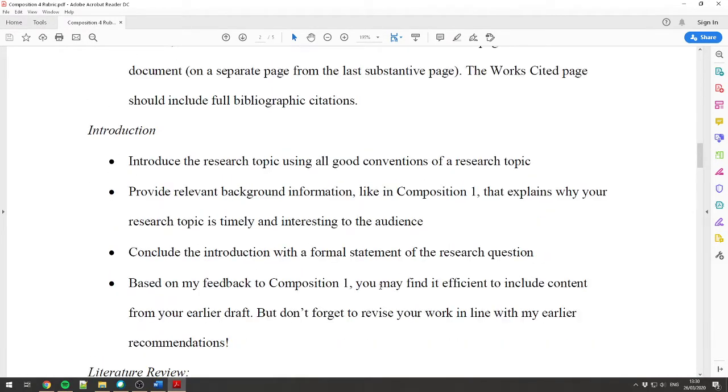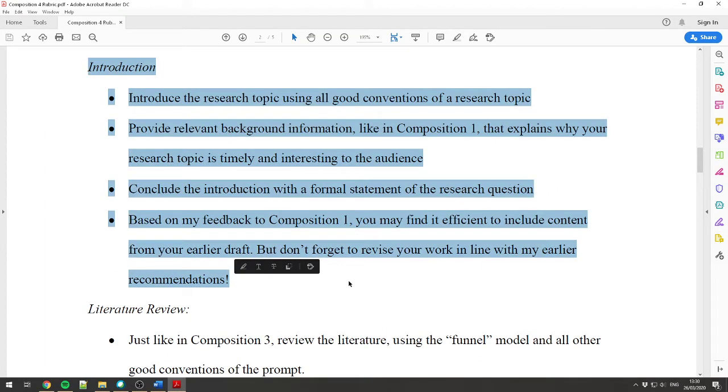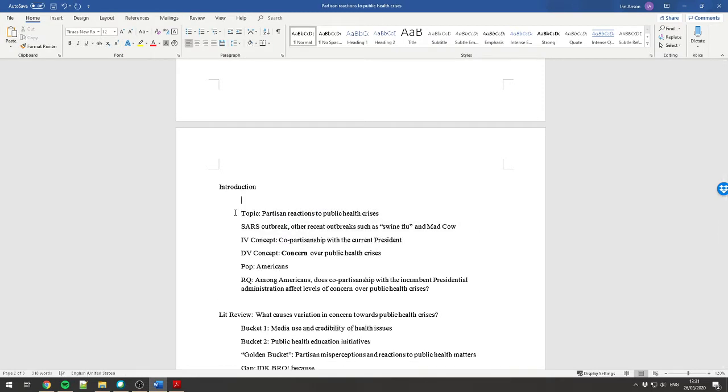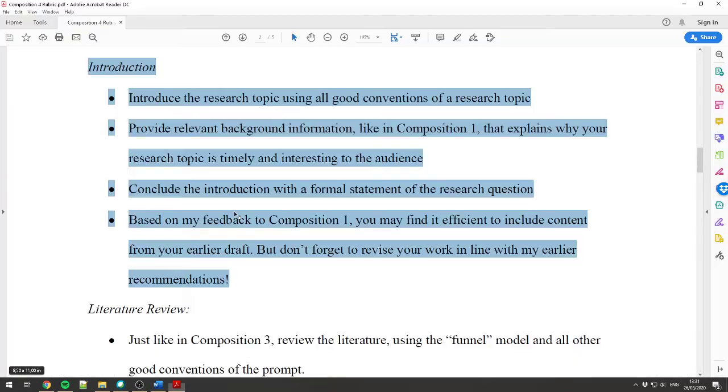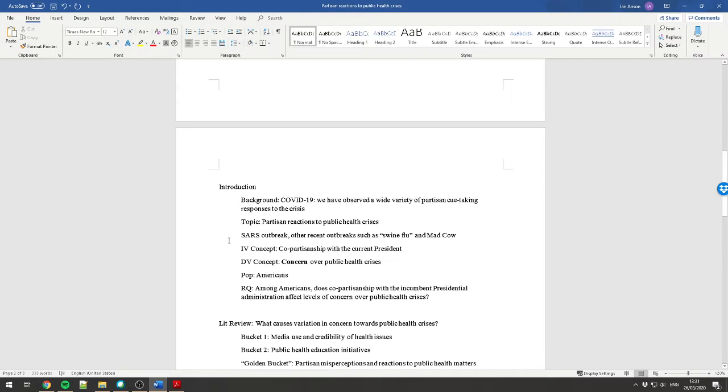But here's the introduction. Requirements. This is something I want to definitely read before I start. So I want to introduce the research topic using good conventions of a research topic. You can see I've got some of this stuff here, the topic, right? Really the background can go first in my organization here. Background, topic, right here, relevant information that explains why the topic is timely and interesting. And then of course we have the formal statement of the research question.